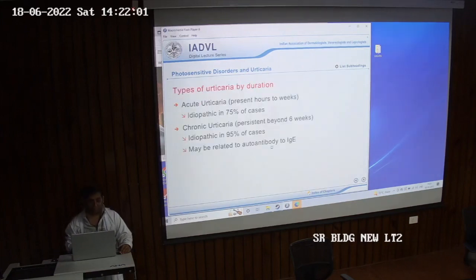Drugs. Types of urticaria by duration are classified as follows. Acute urticaria presents from hours to weeks. It's idiopathic in 75% of cases. Chronic urticaria persists beyond 6 weeks. It's idiopathic in 95% of cases and may be related to autoantibody to IgE.